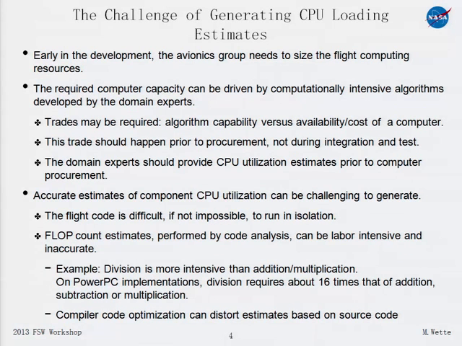He gives an example. Division is more intensive than addition or multiplication. On PowerPC implementations, division requires about 16 times that of addition or subtraction or multiplication. Compiler code optimization can also distort estimates based on source code.